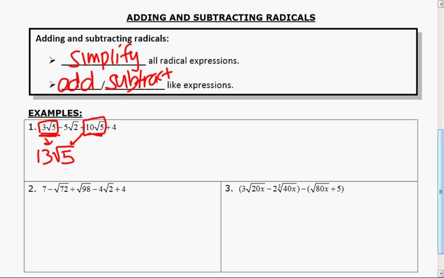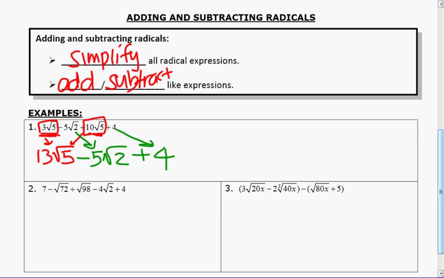And then take another look and see whether there are any other like terms. There's a negative 5 square root of 2, and there's a 4. Are they like terms? No. So what we're going to do is we're just going to bring them down, bring them along for the ride. So we have a negative 5 square root of 2, and then we have this plus 4. And then that's it. So that one was just to kind of dip our toes in. Now we're going to have to do some simplifying.